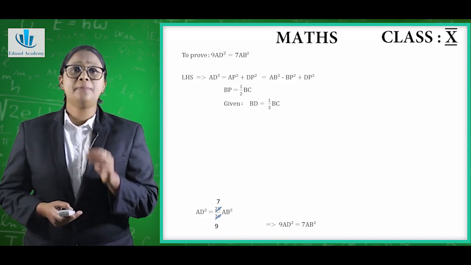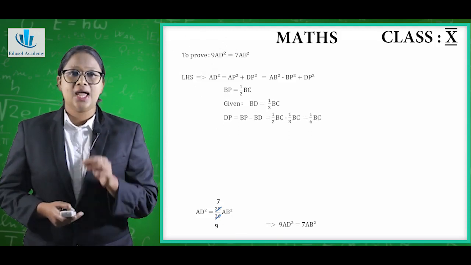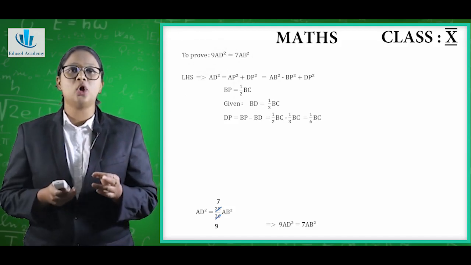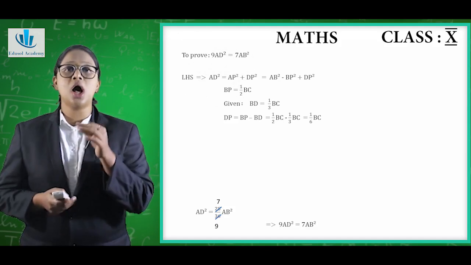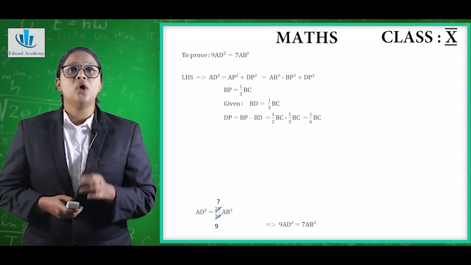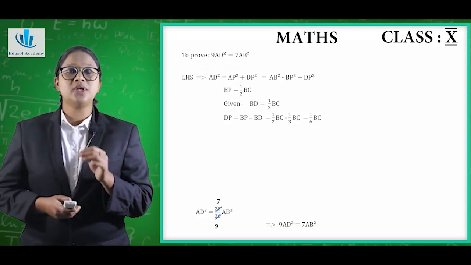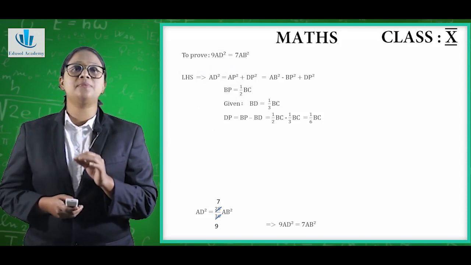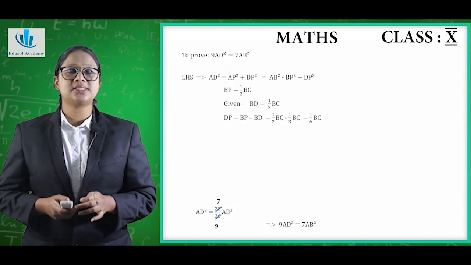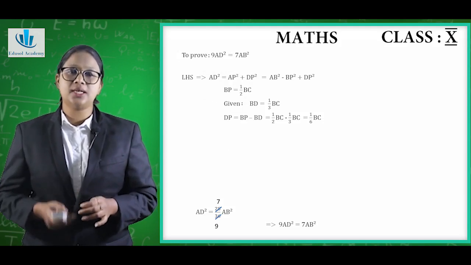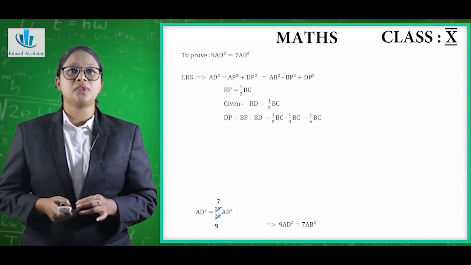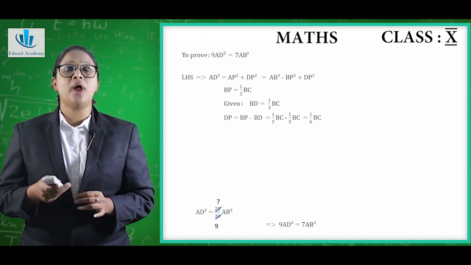We know that AP is the height of the triangle, which means that P will bisect BC. So BP can be called as 1 by 2 BC or half of BC. And we know that BD is equal to 1 by 3 BC. We are doing this so that we can replace BP square and DP square from our LHS equation. Now DP can be written as BP minus BD or half BC minus 1 by 3 BC. That will result in 1 by 6 BC.